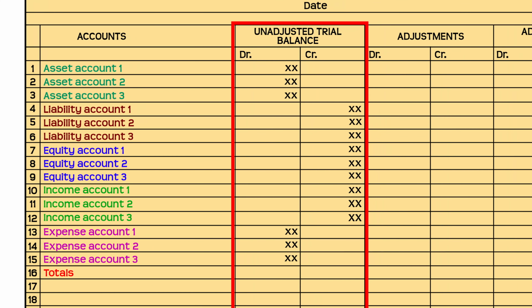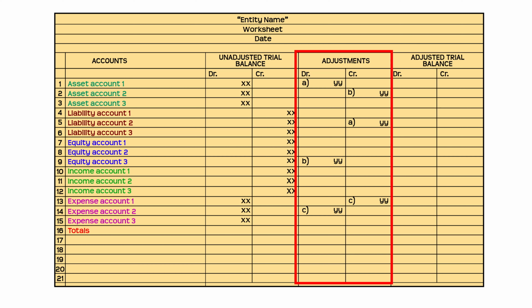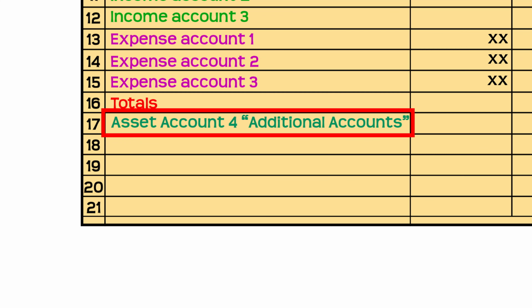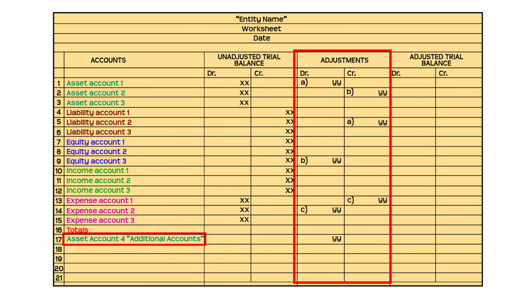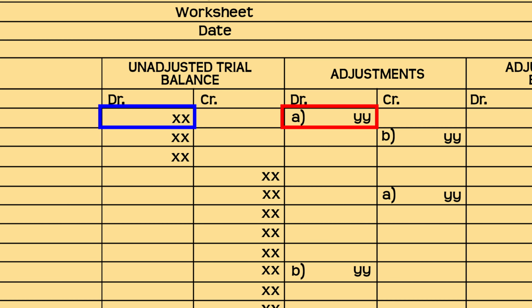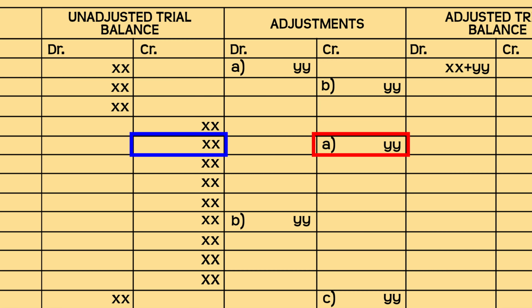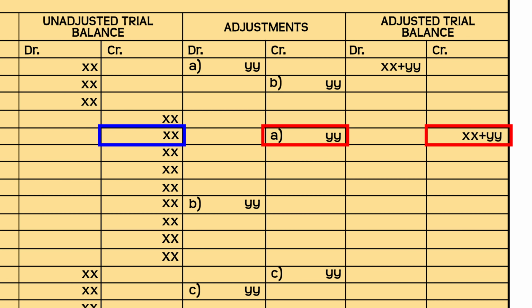In the adjustments column, enter the adjustments. Remember that each amount should be labeled with a letter or a number to easily track the adjusting entries made. If additional accounts are needed, they are inserted on the row after the totals on the trial balance. We derive the adjusted trial balance after combining the amounts of the unadjusted trial balance and the adjustments. Remember this: if both amounts are on the debit side, the sum is written on the debit column of the adjusted trial balance. If both are under the credit column, the sum is written on the adjusted trial balance's credit side.